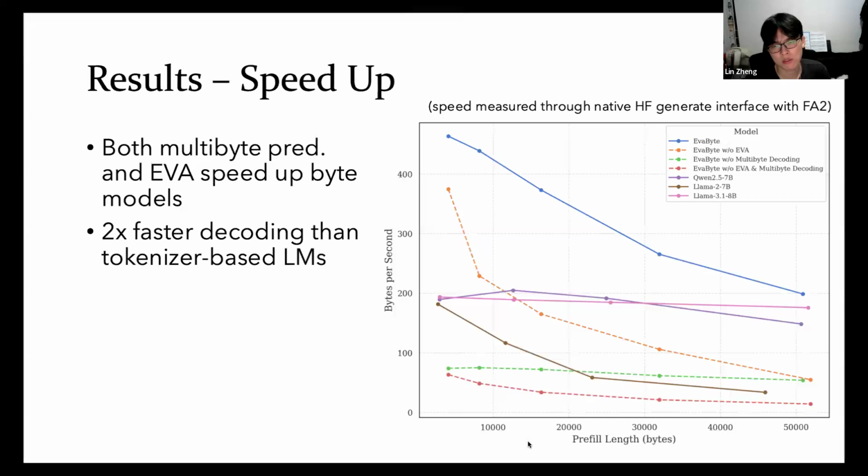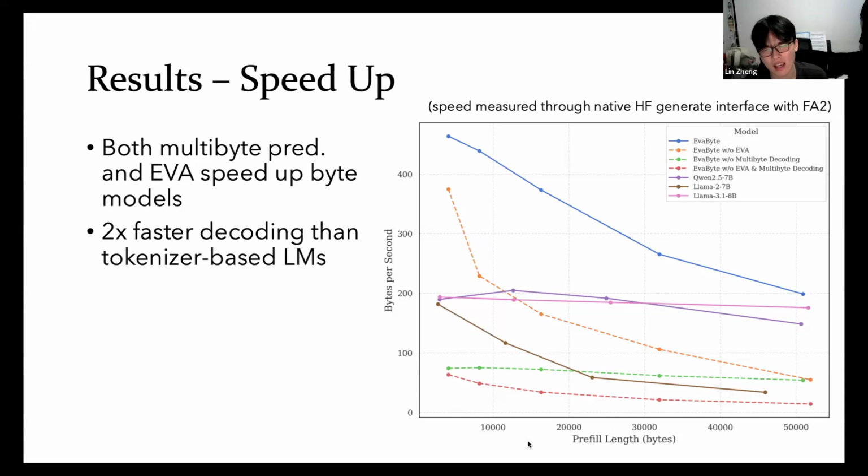Yeah, but we do not plot the measures of batch inference scenarios because it is way more difficult for us to implement a very complicated serving-based inference. I see. So this mostly measures with just native single batch Hugging Face generate, so there is a lot of overhead. But there is also a very high degree of overhead in Byte models. So I guess it should be some kind of apples-to-apples comparison.